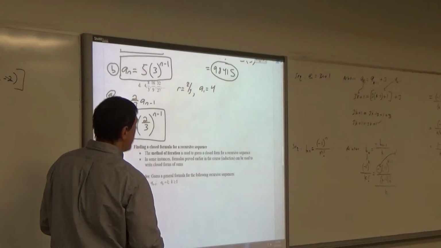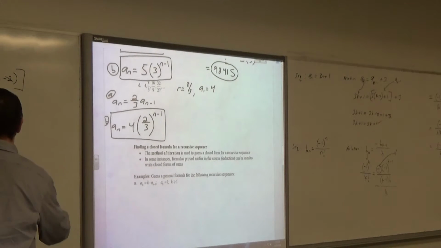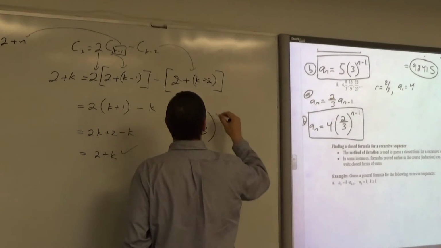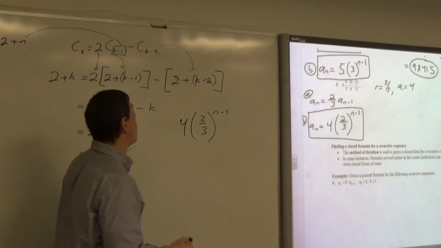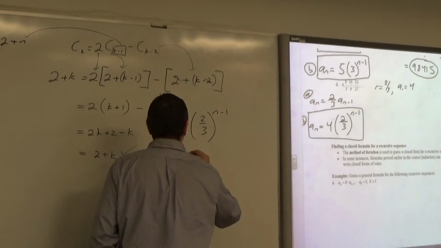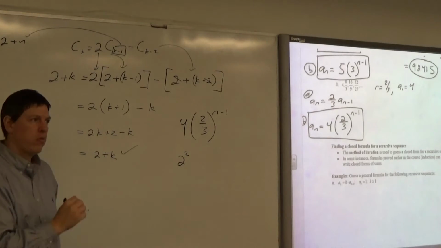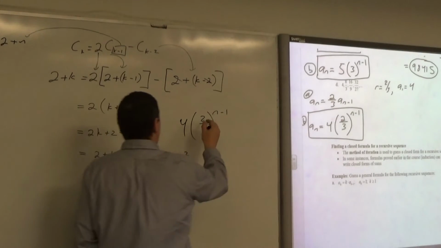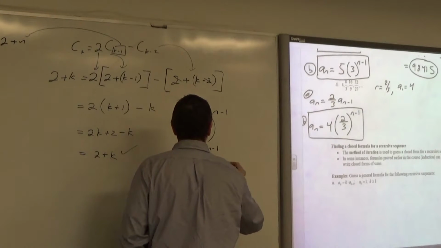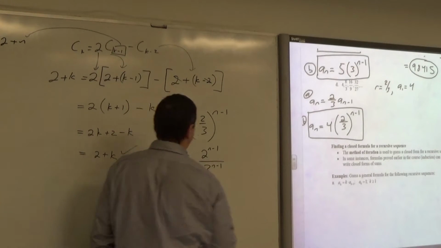But another way, you guys, in fact, let me do it over here so I can show you. If we have 4 times 2/3 to the n minus 1, and I wanted to write this in a different manner, couldn't I write the 4 as 2 squared? Because that's what 4 is. And couldn't I write this quantity as 2 to the n minus 1 over 3 to the n minus 1, right, guys?